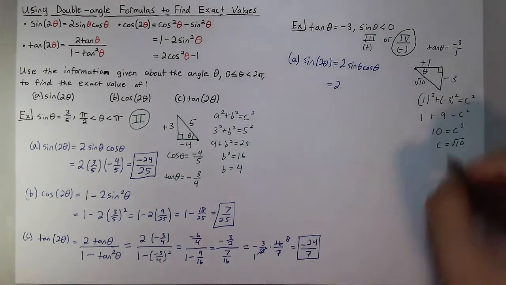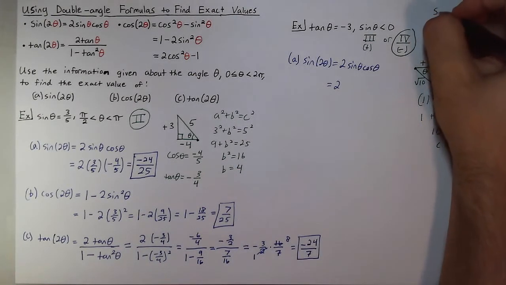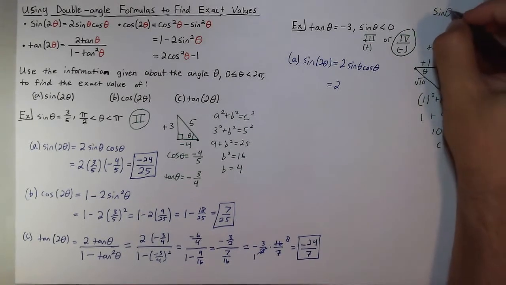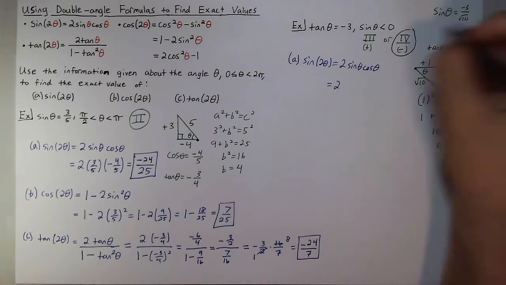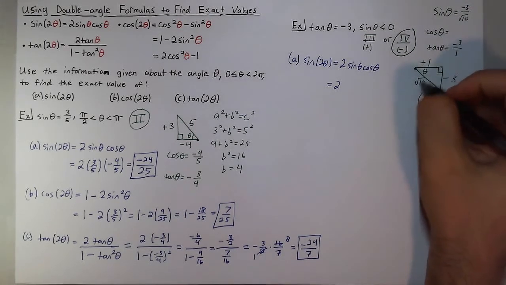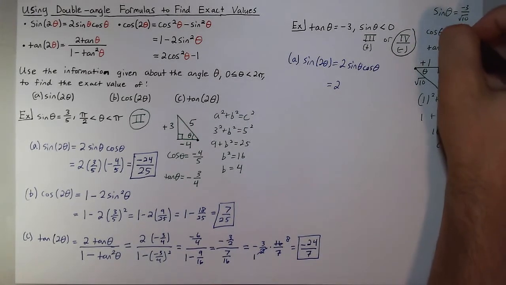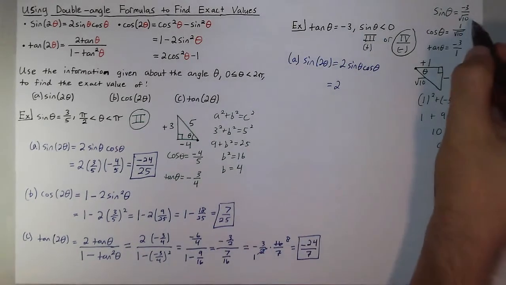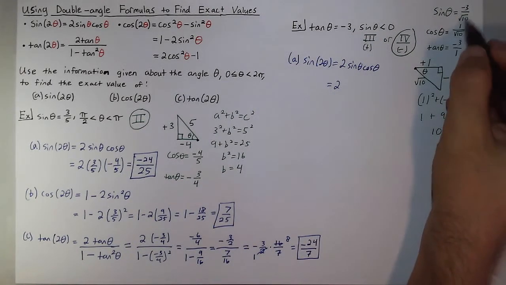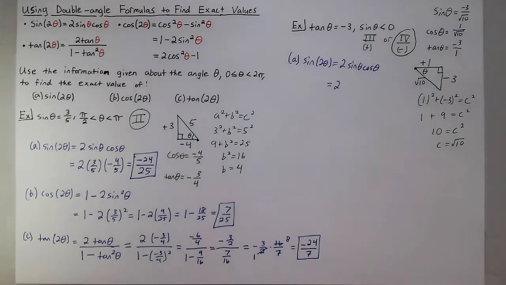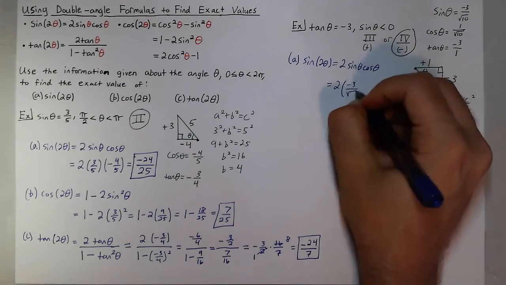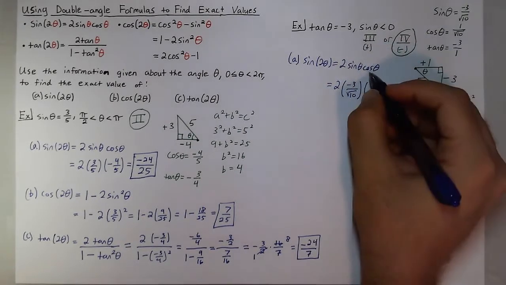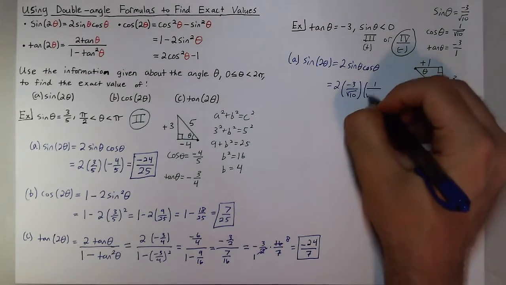So sine of theta, which I'll put up here, is equal to negative 3 over the square root of 10. And cosine of theta is equal to adjacent over hypotenuse, 1 over the square root of 10. Now I'm not going to rationalize those denominators, because when I multiply this out, it might just fix itself. So sine of theta is negative 3 over the square root of 10. Cosine of theta is 1 over the square root of 10.